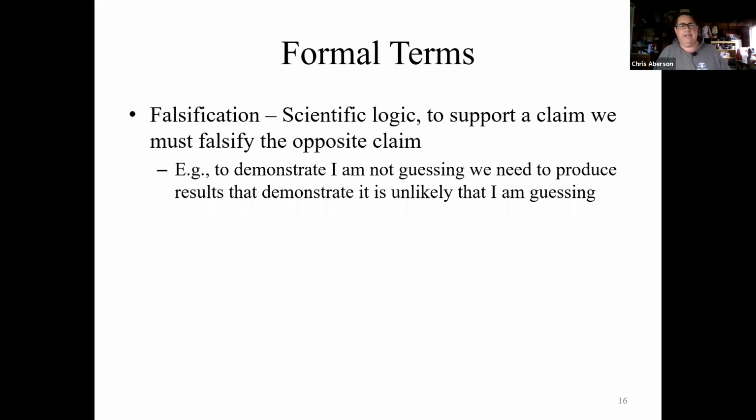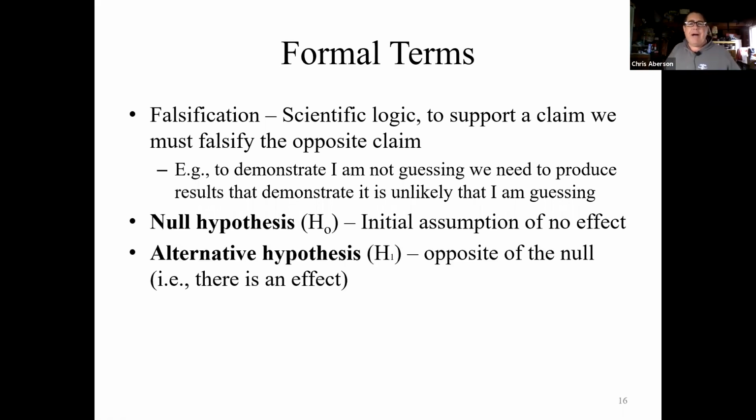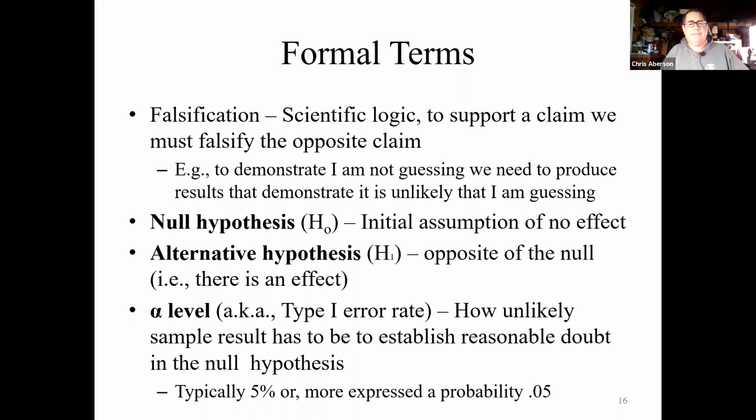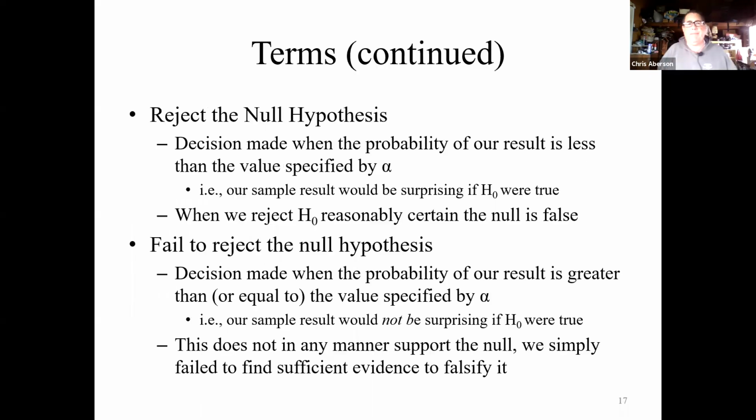So the null hypothesis includes an initial assumption of no effect, and we saw that with our null hypothesis, the no difference between the two means. Alternative hypothesis, H sub 1, is the opposite of the null. And the alpha level, that's how likely the sample result would have to be to establish reasonable doubt within the null hypothesis. And typically that's going to be a 5% level or alpha of 0.05. That's not some magical value, that's just convention.